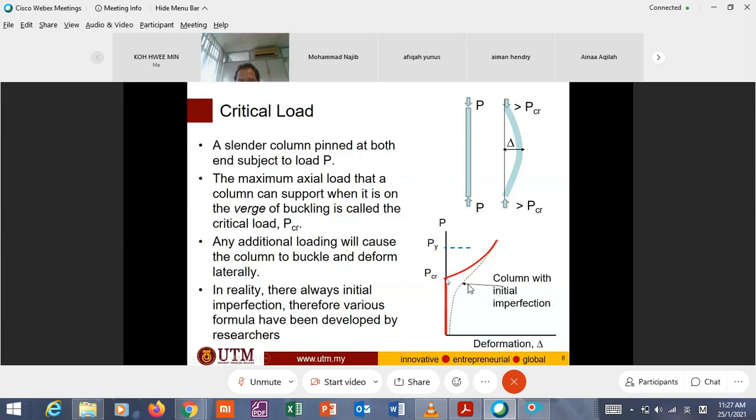This one is for a perfect column. But if you have initial imperfection, maybe some eccentricity, or some initial deformation, or some error in material, this is the real graph, where you start with some initial deformation or imperfection, and then you go here. This is what has been discovered experimentally. That's the theory of how buckling occurs.